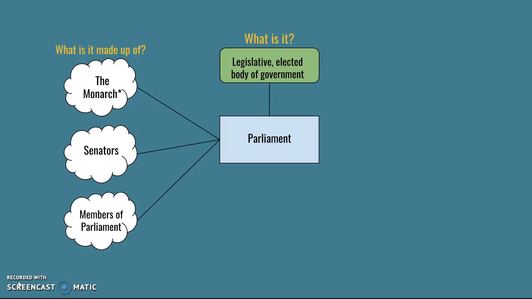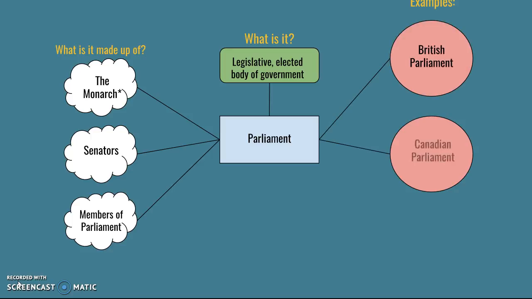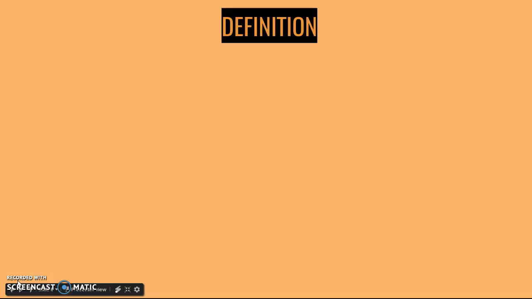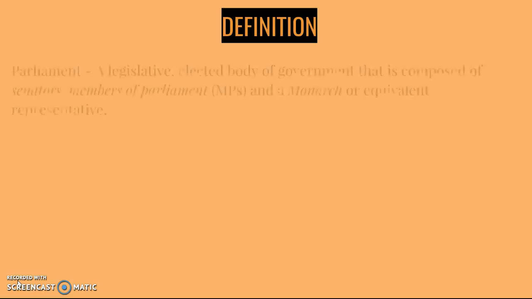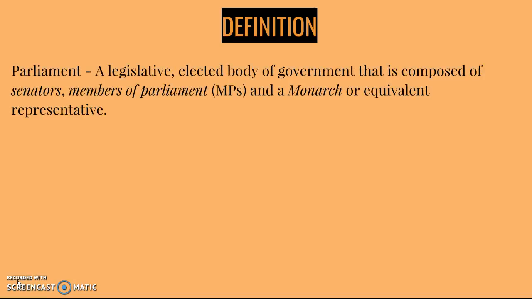Now that we have what it's made up of and what it is, we can look at examples. So some examples of parliament would be the British Parliament, our own Canadian Parliament, and the Australian Parliament, all of which follow the parliamentary system to some differing degree of similarity. Now that we've gone through all the different pieces of a concept definition map, we can piece together a definition of the concept, parliament. So, here we have that a parliament is a legislative elected body of government that is composed of senators, members of parliament or MPs, and a monarch or equivalent representative.